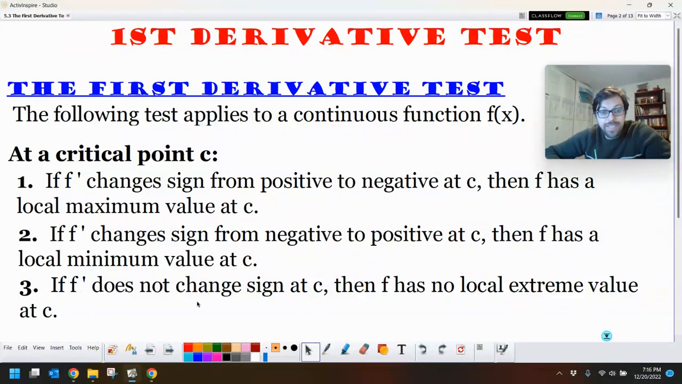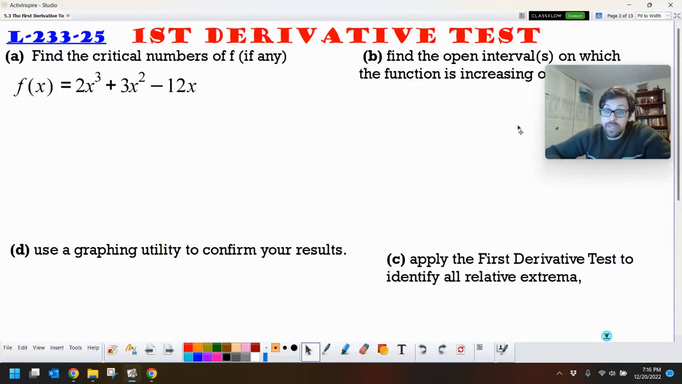But if the derivative does not change signs, like it's positive positive or negative negative, then that is not going to be an extreme value. It's where the derivative kind of lies to us a little bit. Let's take a look at an example.